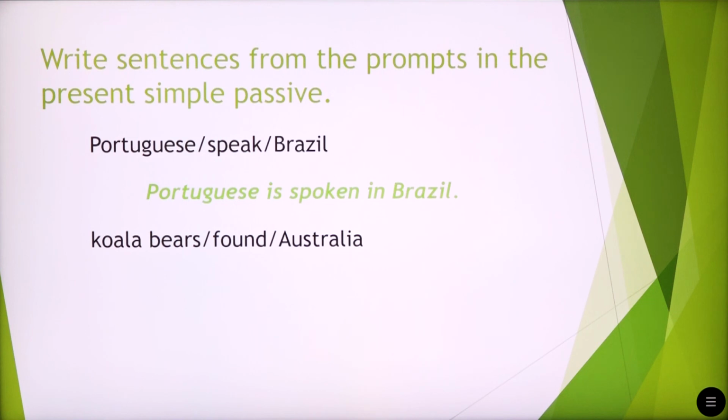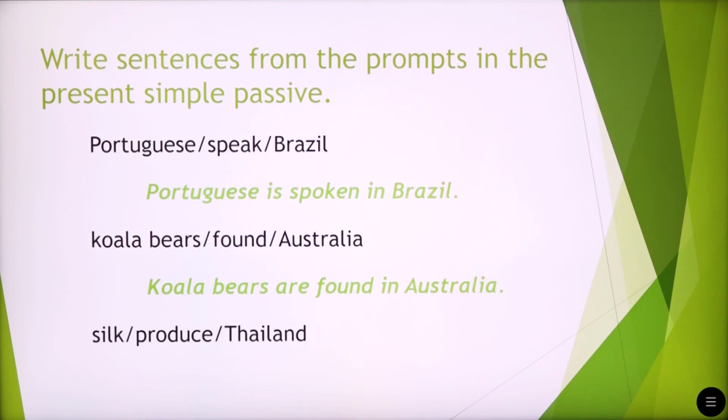Next, we have koala bears, found, Australia. Try to make a sentence in the passive voice, using the present simple, of course. Koala bears are found in Australia. Next one, silk, produce, Thailand. Silk is produced in Thailand.